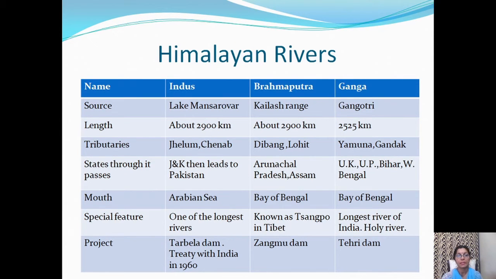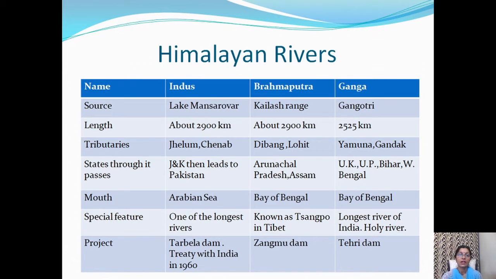Himalayan rivers. Let's discuss Himalayan rivers in detail. In your book, three main rivers are given: Indus, Brahmaputra, and Ganga. Questions from this part could be: write a short note on river Indus, river Ganga, or river Brahmaputra. Or you may be asked, name the source of river Brahmaputra, or name any two tributaries of river Indus. Is it clear? The form of question will be like this.